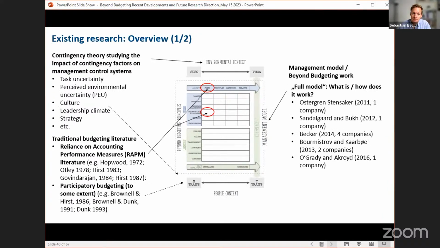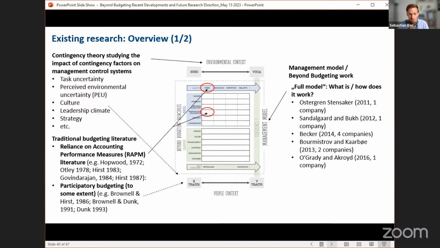So at the same time, you have some work that is really trying to research the phenomenon of beyond budgeting as such, right? So it's really straight on. Yeah. So what is beyond budgeting? How does it work? So here I put down the papers that you have.